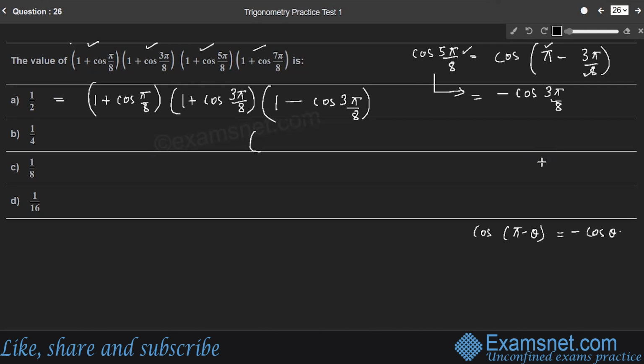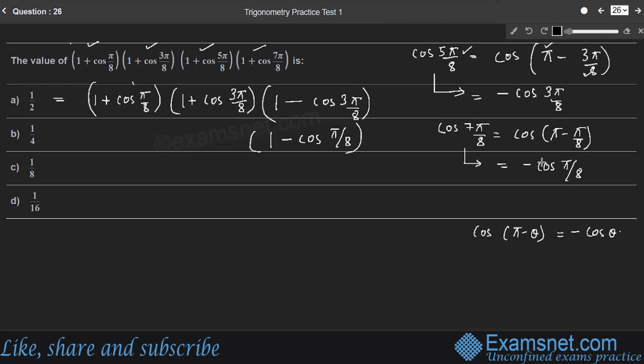Into the last term, in which cos 7 pi by 8 can be written as cos of pi minus pi by 8, right? Again, cos pi minus theta is minus cos theta. So, minus cos pi by 8. Therefore, cos 7 pi by 8 is equal to minus cos pi by 8. Therefore, the last term will be written as 1 minus cos pi by 8. Plus becomes minus here, right?